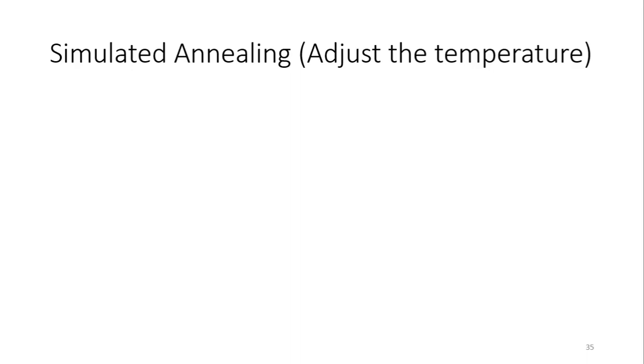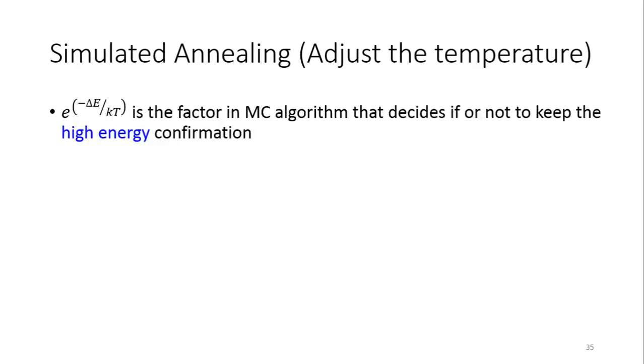Now to understand this, let us go back to our Monte Carlo algorithm, where we proposed this term, e raised to minus delta E by kT. This term is the factor in the Monte Carlo algorithm that decides whether or not to keep the high energy conformation. So now let us see what will happen if we keep a high temperature.